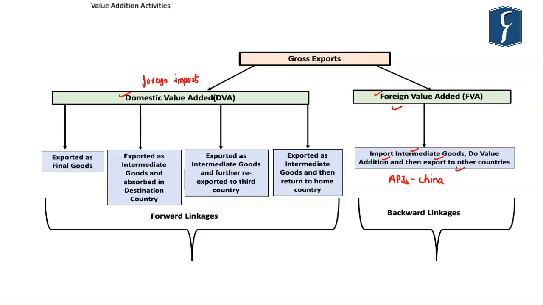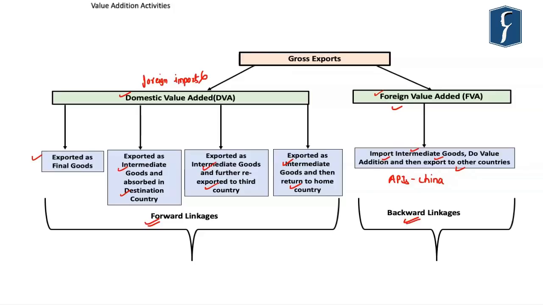So the basic difference here is, under the foreign value added, India is importing goods from other countries, doing the value addition and then exporting. However, in case of the domestic value addition, India is not importing any foreign goods. Rather, here India is doing value addition to its own domestic goods and then exporting it to other countries. So when we look at the domestic value added goods, such kind of linkages are referred to as the forward linkages, whereas in case of the foreign value added goods, such linkages are referred to as the backward linkages.